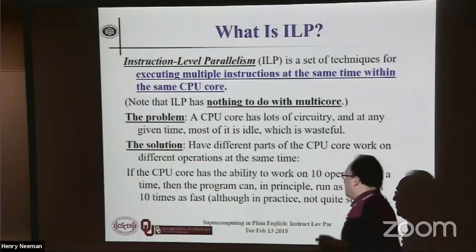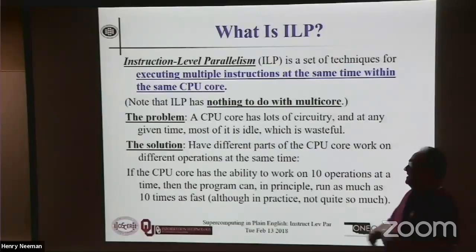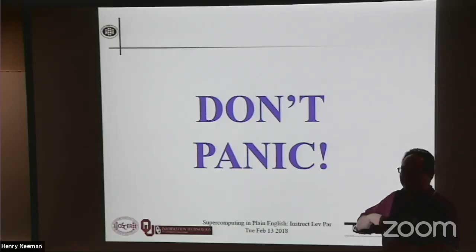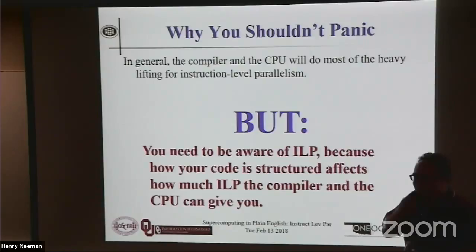So if you can have a CPU core that's working on 10 operations at a time, then at least in principle, that's going to be 10 times as fast as a CPU core that can only do one at a time. Okay? All right. Now, should you panic? According to the slide, I promise to tell you when to panic.